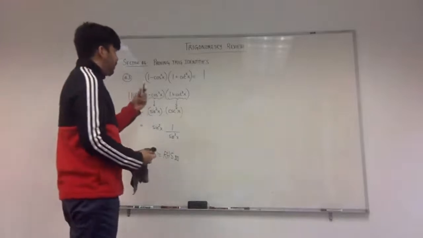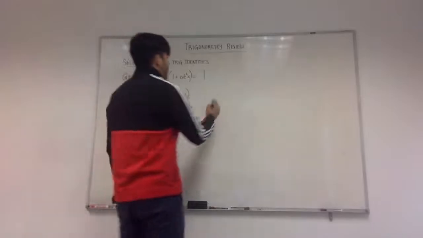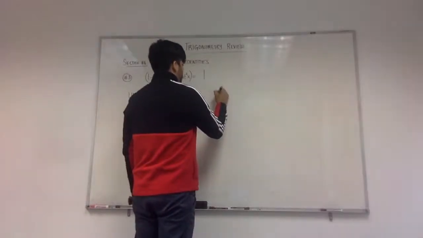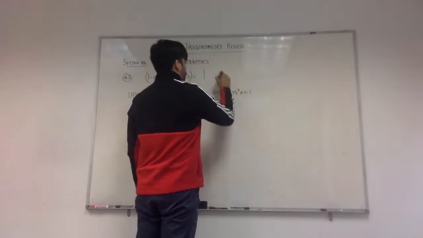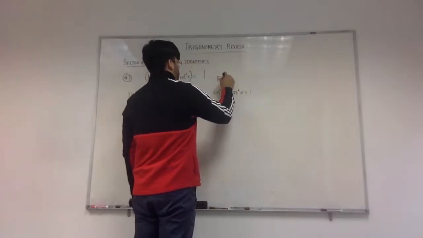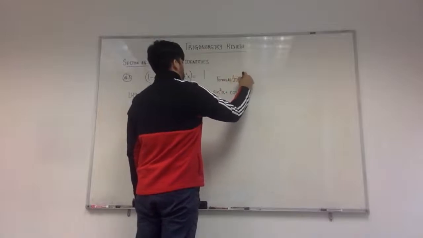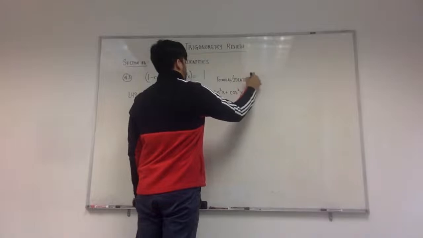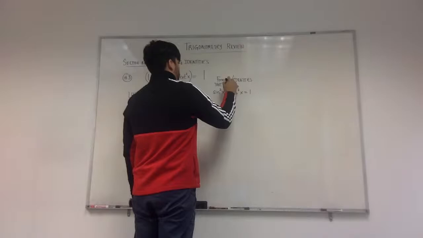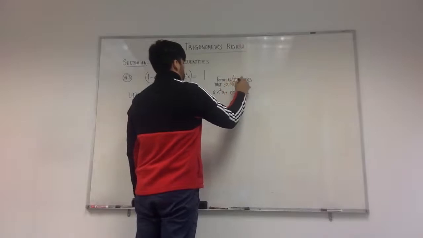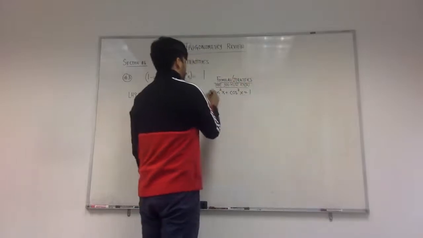So to really do well with the trig identities, proving them, you need to know that sine squared x plus cosine squared x equals 1. So these are formulas or identities that you must know. So this is one of them.